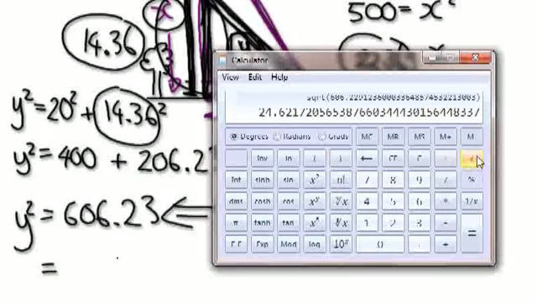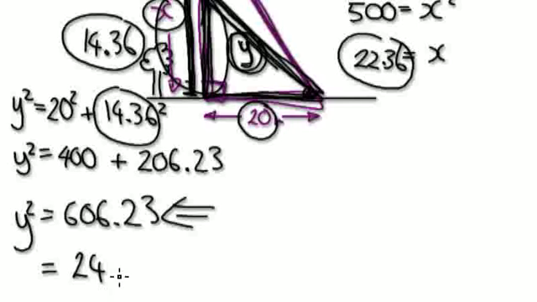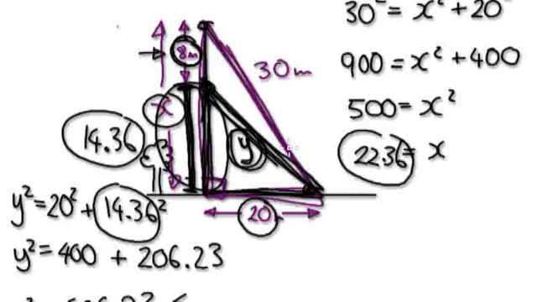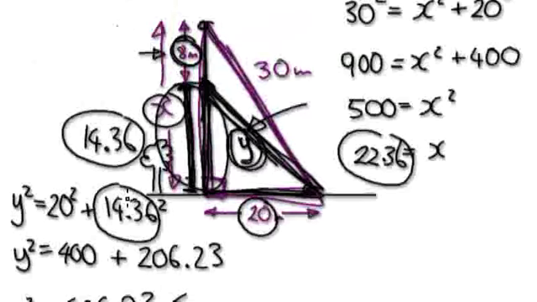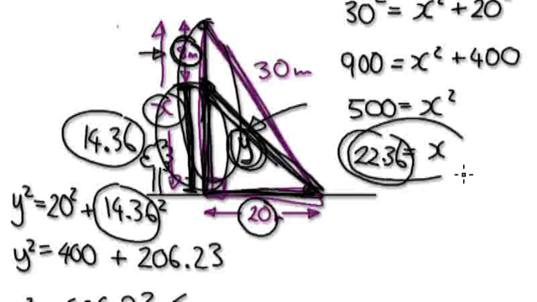So y equals 24.62. So y equals this. So going back to our original diagram, the length of the cable is this here. The height of the pole is this here. Okay. All right.